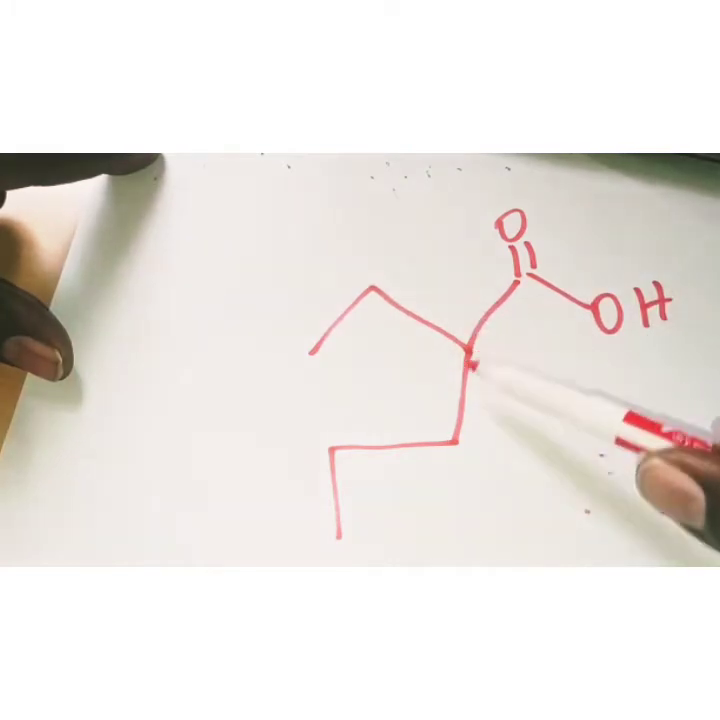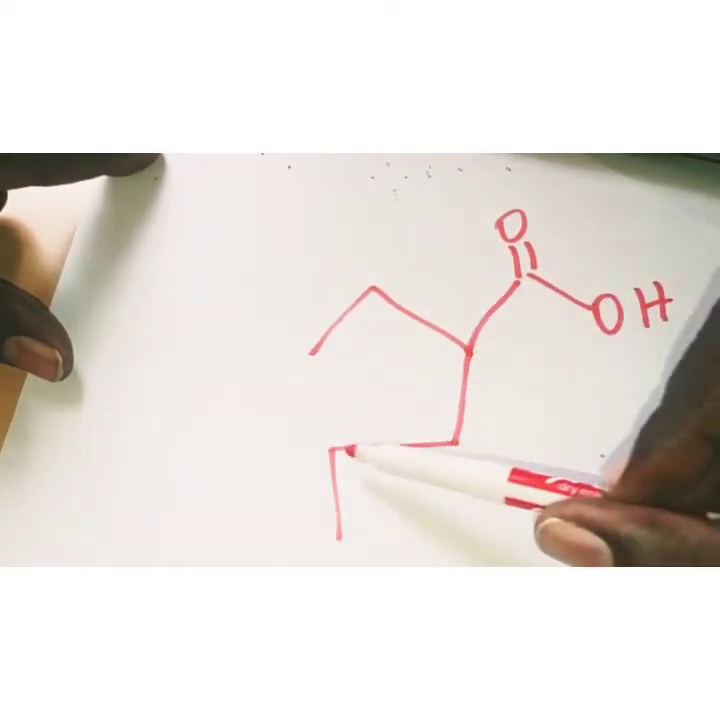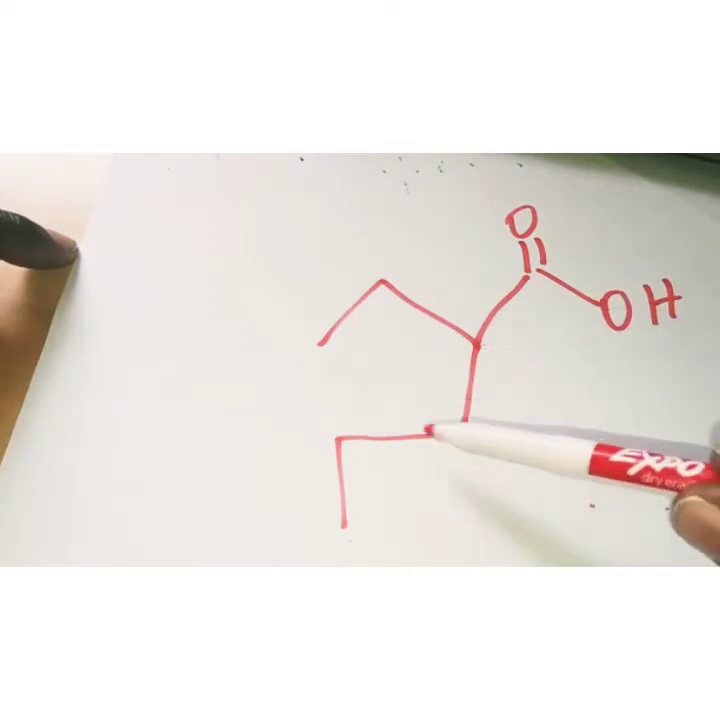1, 2, 3, 4, 5, 6. Yes, this is 6. That's true. But watch this now. 1, 2, 3, 4. 1, 2, 3, 4, 5. So we found 4, we found 5, we found 6. Now someone is saying to themselves, okay, the longest carbon chain is 6 carbon atoms long because you got 1, 2, 3, 4, 5, 6.